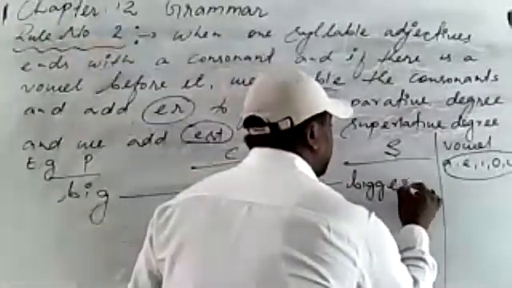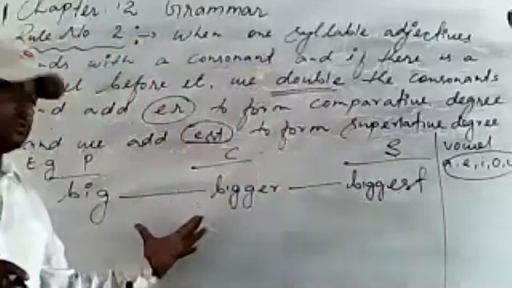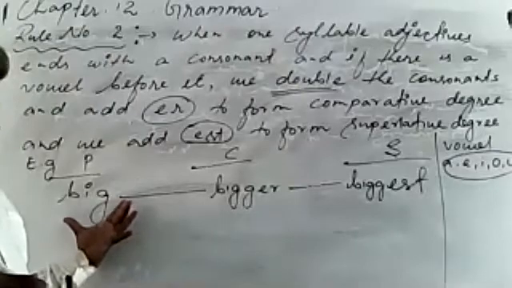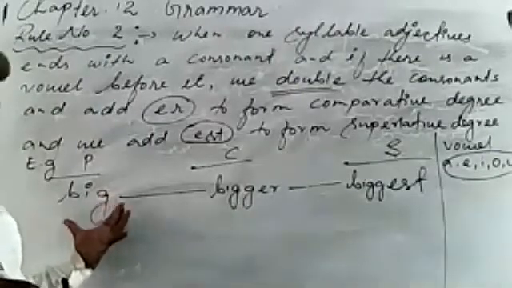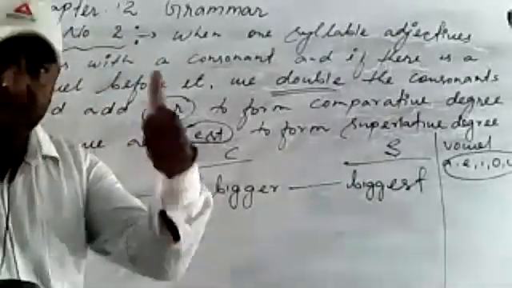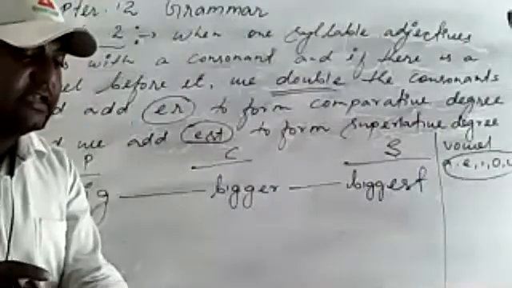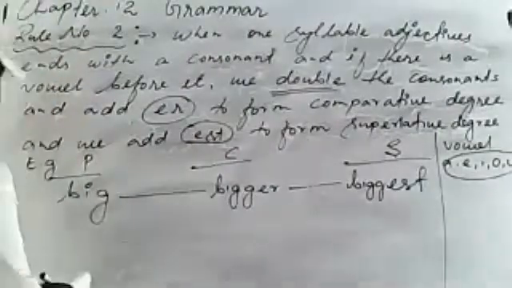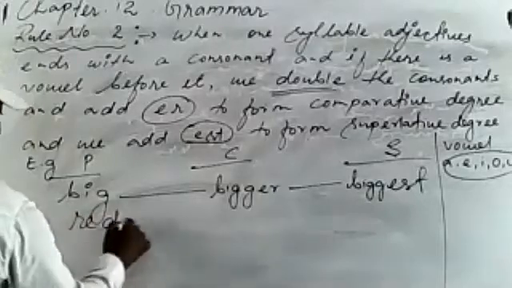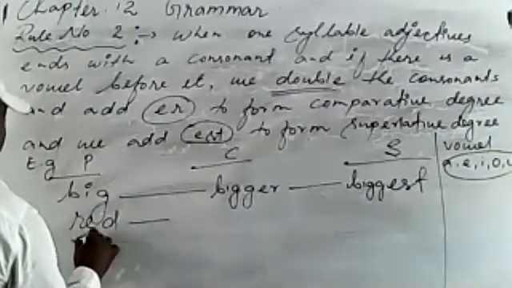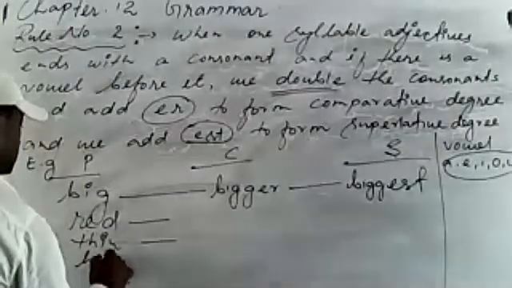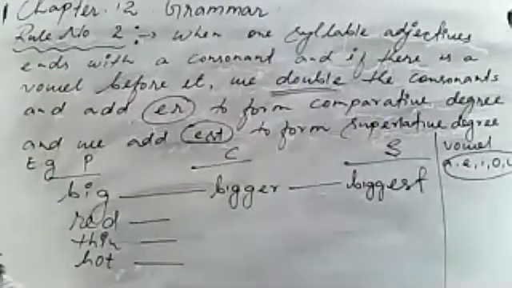So in this way, you can change some of the adjectives, or one-syllable adjectives, from positive to comparative to superlative degree, right? Fine. Now let us see some more examples, students. You can see here red, R-E-D, red. Next example, T-H-I-N, thin. H-O-T, hot.